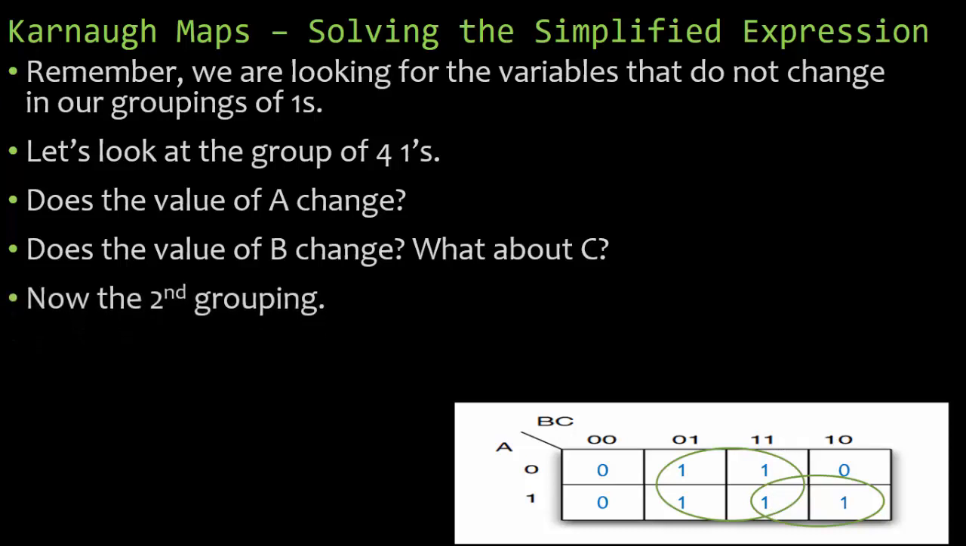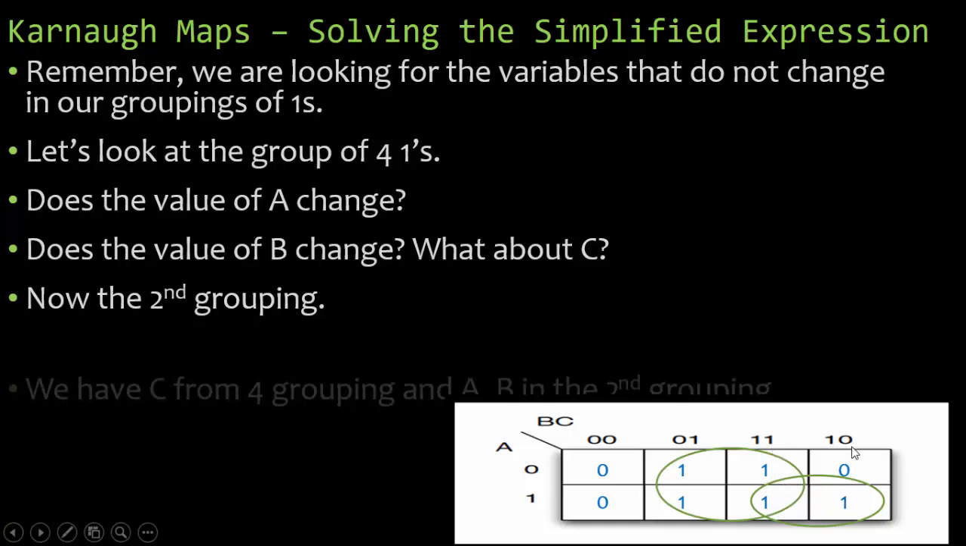Now, we move on to the second grouping. I look at the value of A. What is the value of A in this box? It's 1. What is the value of A in this box? It is 1 again. We are going to keep A. What about B? In this box, the value of B is 1. In this box, the value of B is 1. I'm going to keep it. What about C? In this box, the value of C is 1. The value of C in this box changes, so C has got to go.